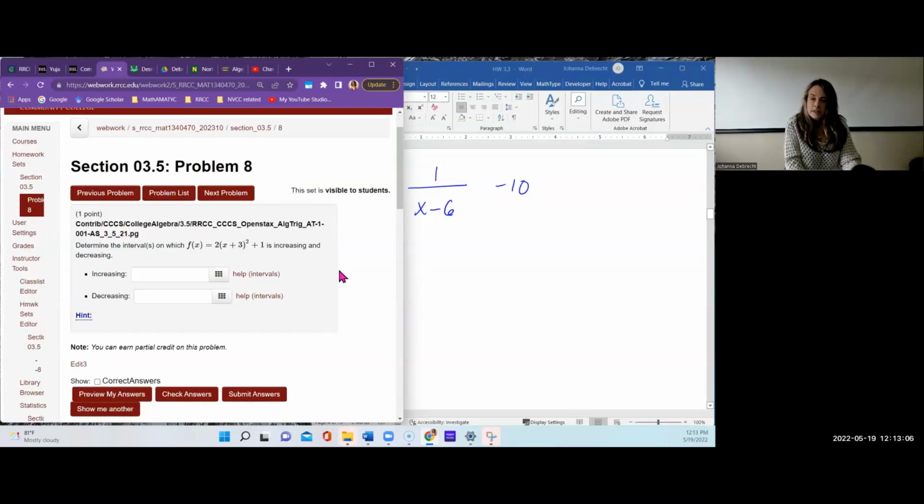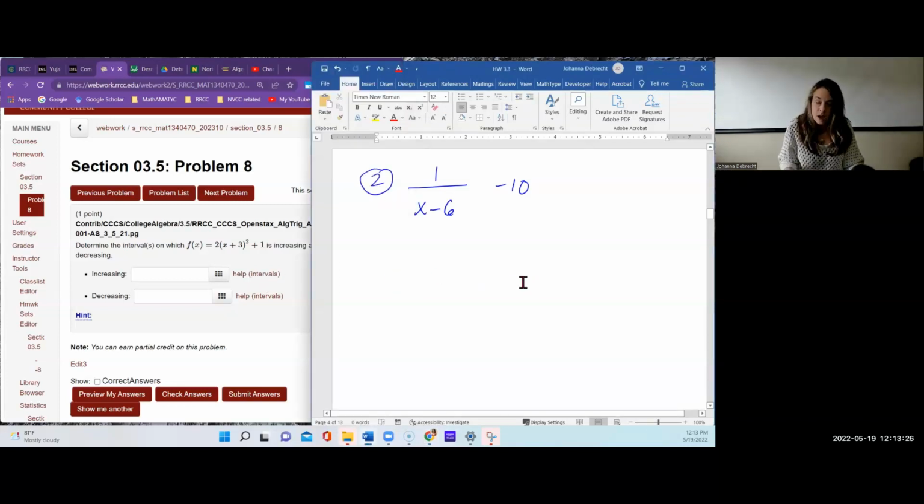Oh, number 8 is a little bit different. On number 8, we're talking about increasing and decreasing. What does that mean? And they're talking about intervals. Increasing are the x values over which the function is going up as you go from the left side to the right side. Let's take a look over here and describe what happens on the toolkit function x squared.